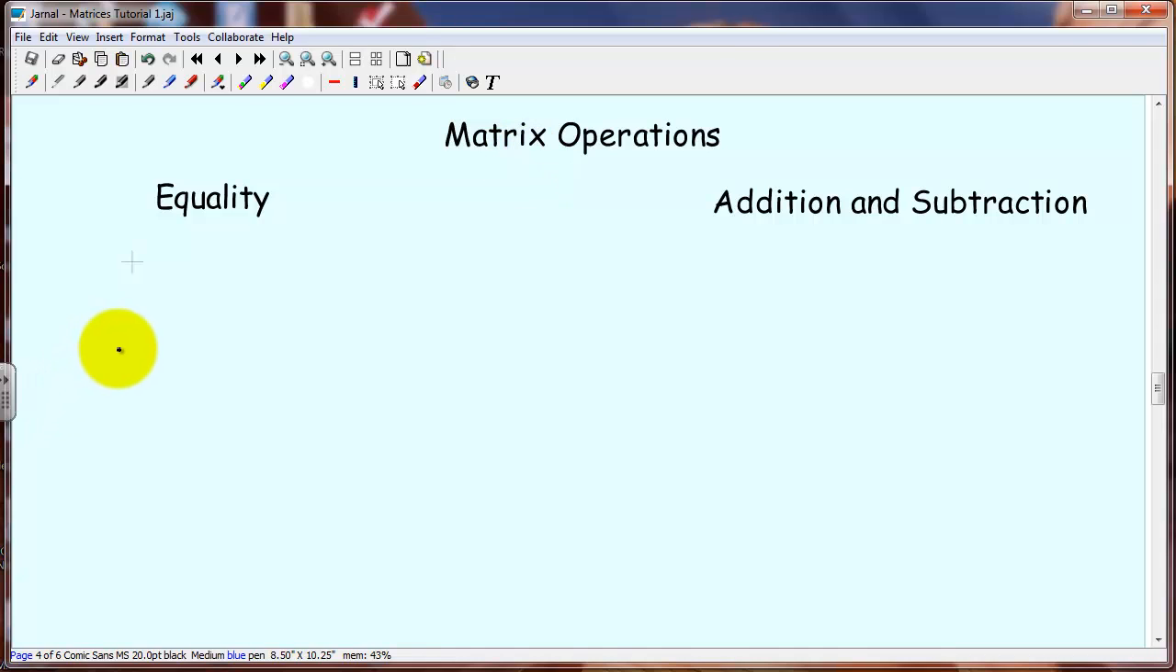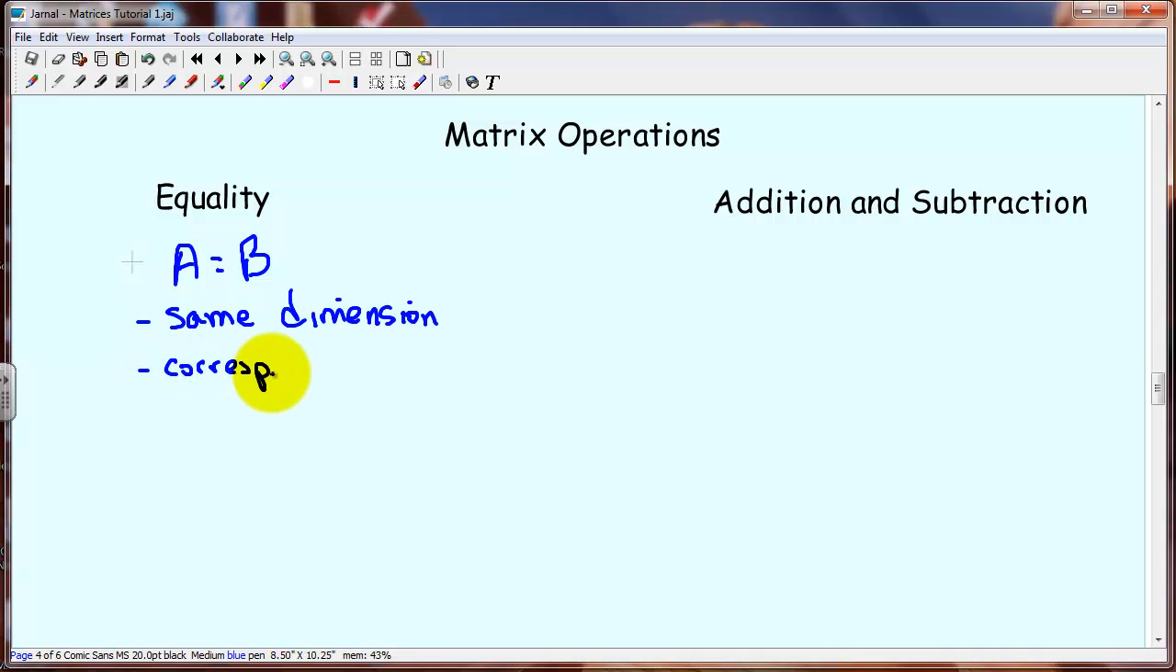So we need to talk about what it means for two matrices to be equivalent or equal. If we have matrix A equals matrix B, we know several things. We know that they have to be the same size, or the same dimensions. And corresponding elements, being elements in the same position, have to be identical. So every row and column in matrix A, for some I and J, has to be equal to the same I and J in the other matrix.